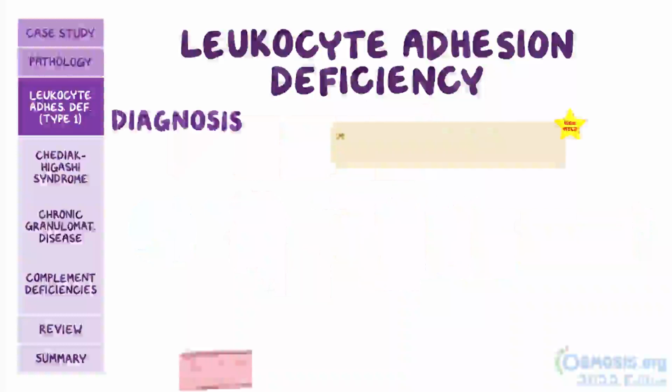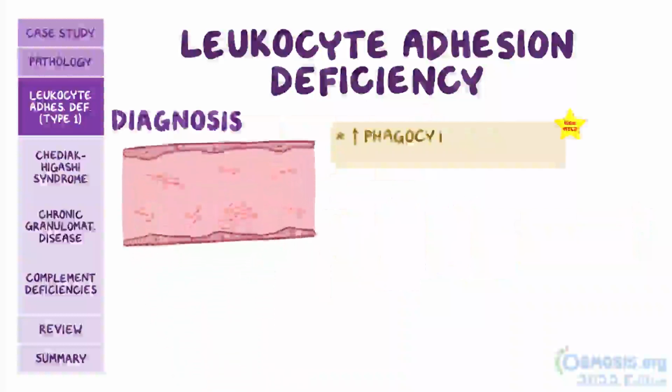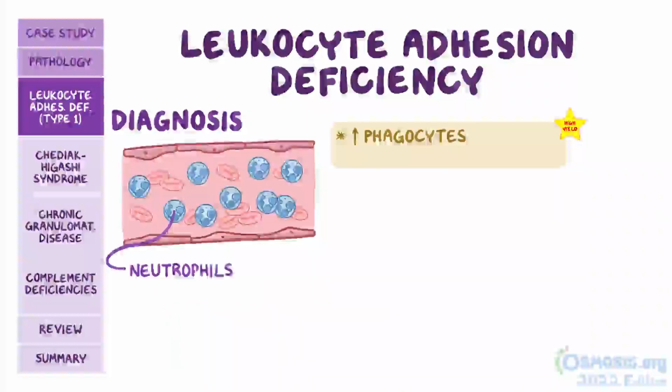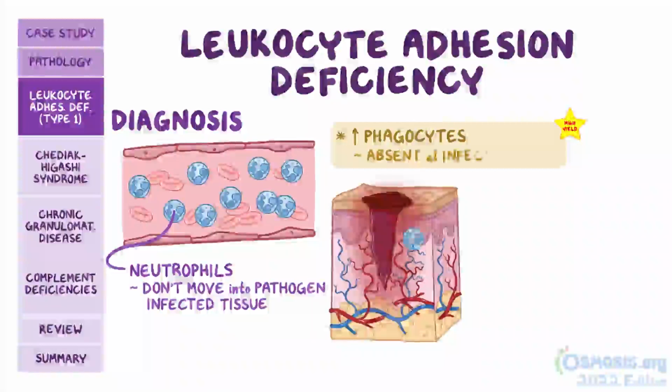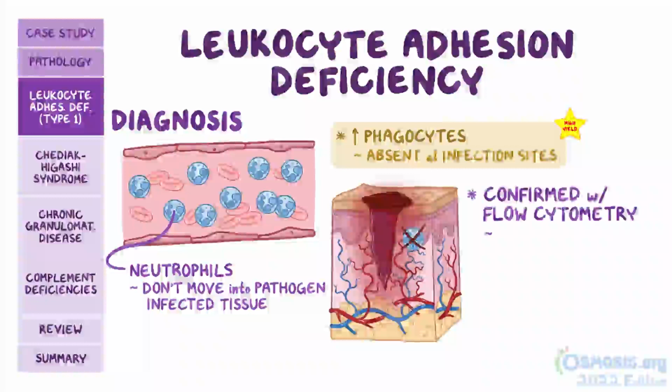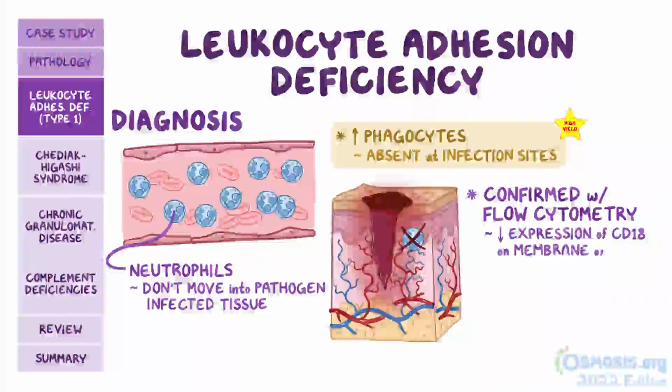Diagnosis is based on the elevated number of phagocytes, especially neutrophils, in the blood. This is because they simply don't move into pathogen-infected tissue. For this reason, they're also absent at the infection sites. Diagnosis can be confirmed with flow cytometry, looking for reduced expression of CD18 on the membrane of phagocytes.